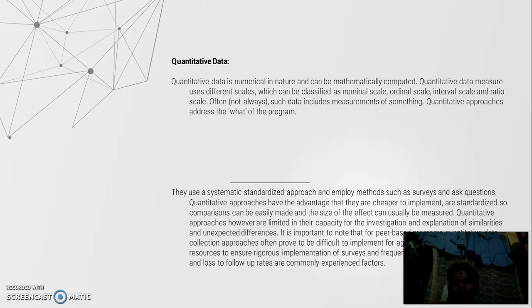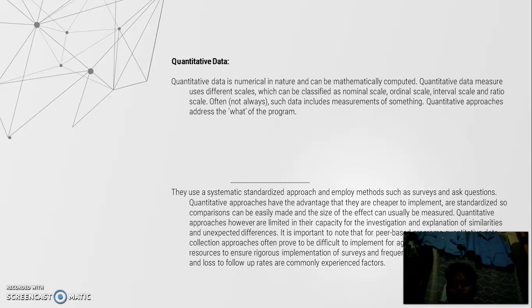Quantitative data. Quantitative data is numerical in nature and can be mathematically computed. Quantitative data measure uses different scales, which can be classified as nominal scale, ordinal scale, interval scale, and ratio scale. Often, such data includes measurement of something. Quantitative approaches address the what of the program.